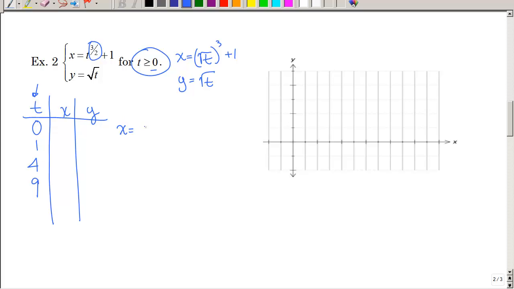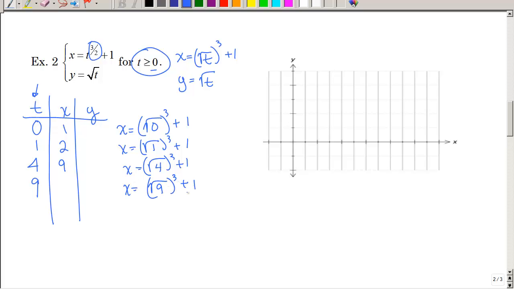Alright, so x equals the square root of 0 cubed plus 1. x equals the square root of 1 cubed plus 1. x equals the square root of 4 cubed plus 1. So that's 2 cubed, that's 8 plus 1, that's 9. And then we have the square root of 9 cubed plus 1, that's going to be 28. Might have to fudge that a bit on my graph. So for y, I just need to take the square root of my t values. So the square root of 0, the square root of 1, the square root of 4, the square root of 9. So again, these are the values I'm going to plot on my xy coordinate system.